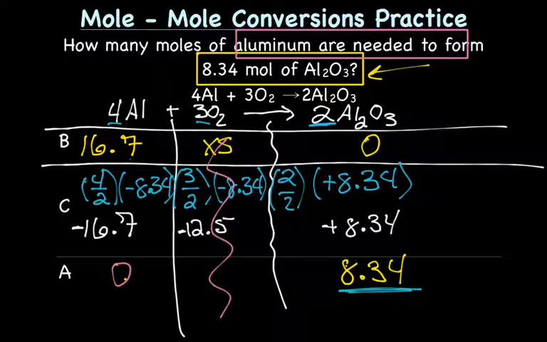So to answer this question, how many moles of aluminum are needed to form 8.34 mole of Al2O3? Well, 16.7 moles of aluminum are needed.